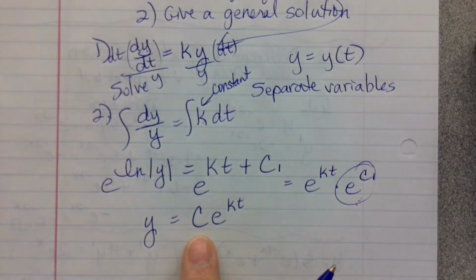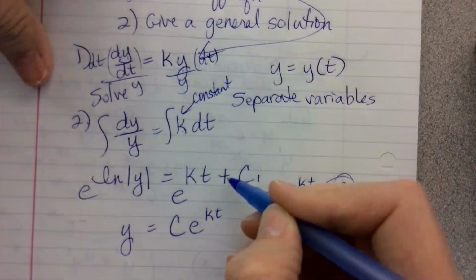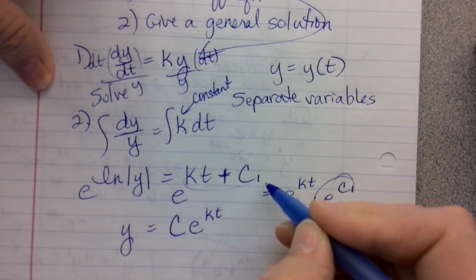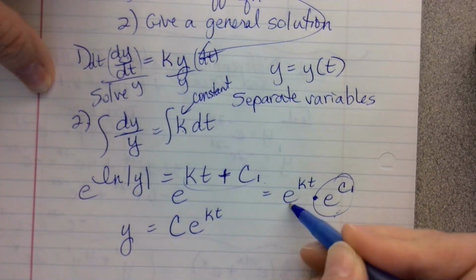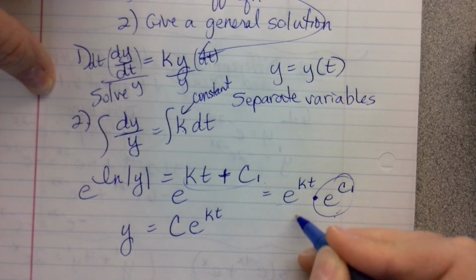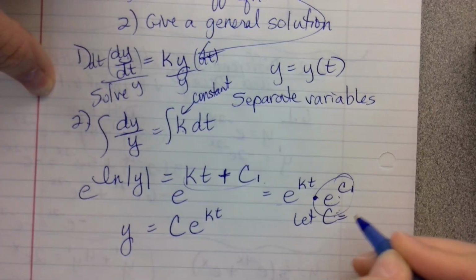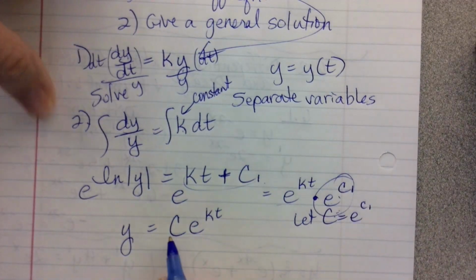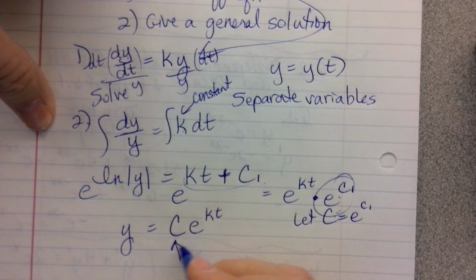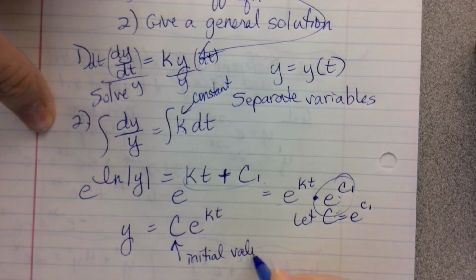And by the way, if the time is 0, what is the c? It's a c times. Addition of powers turns into multiplication of like bases. I'm saying let capital C equal. C happens to be the initial value. So y equals y naught e to the kt.